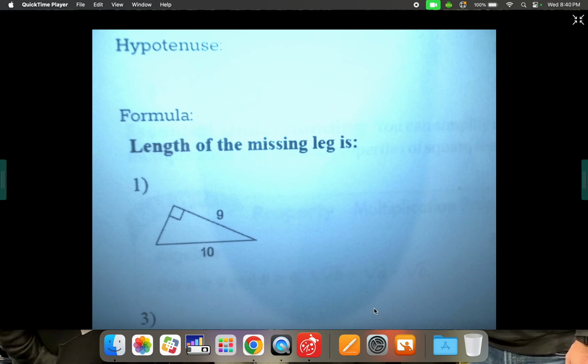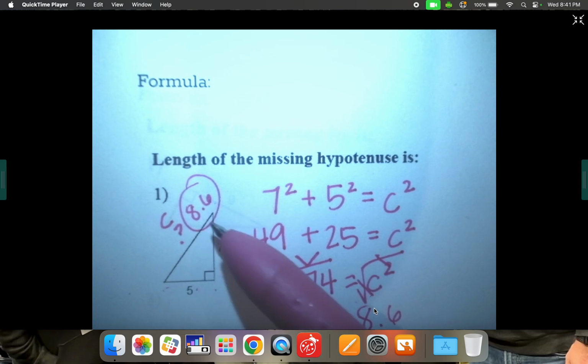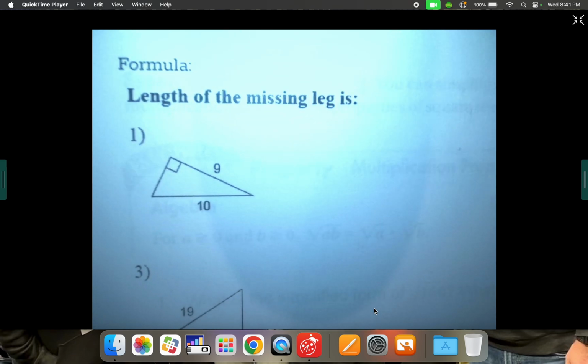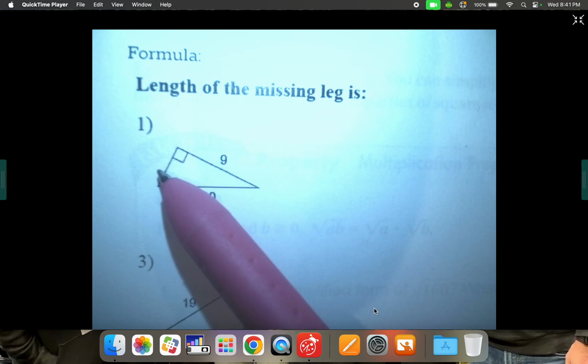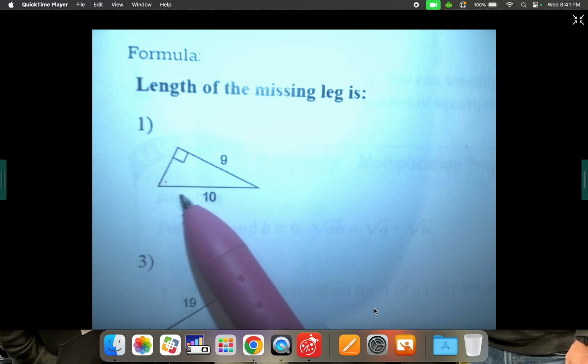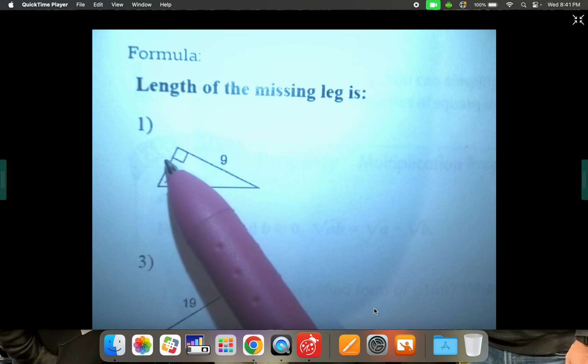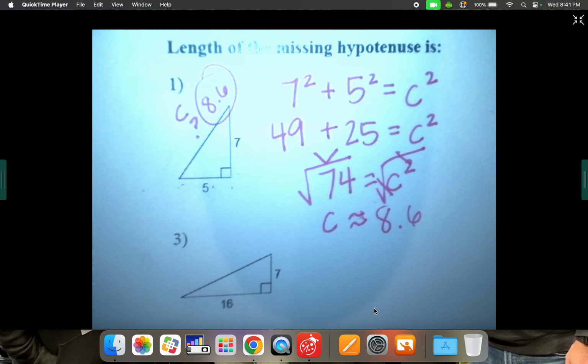So on the first page, you were missing the hypotenuse, you were missing the long side, so we knew our A and B. This time, you're missing one of the legs. Remember I said the legs are the two things that make up the right triangle? So you have the hypotenuse this time, and you have one of the legs. You're missing the short leg. So let's just use our heads.